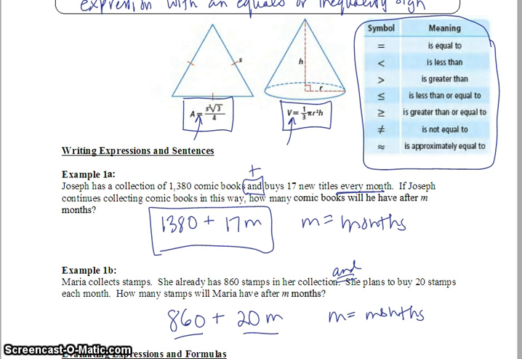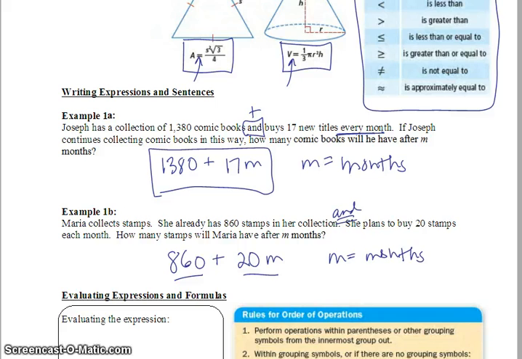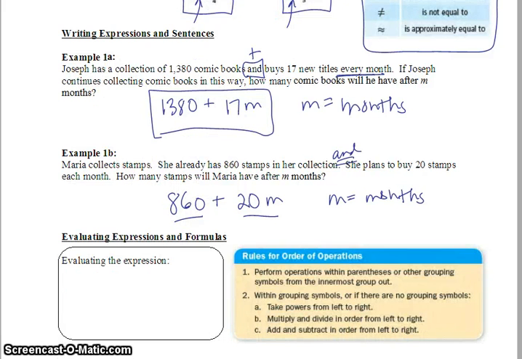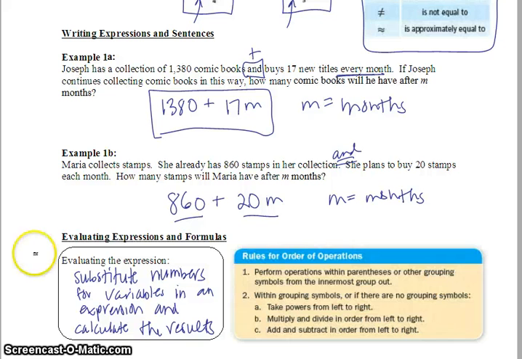The next part we're going to talk about in this lesson is evaluating expressions and formulas. So to evaluate an expression, what that means is you're going to substitute numbers for variables in an expression and calculate the results. I wrote that definition in the box on the left here. So evaluating the expression, just substituting those numbers in for the variables and getting the results.